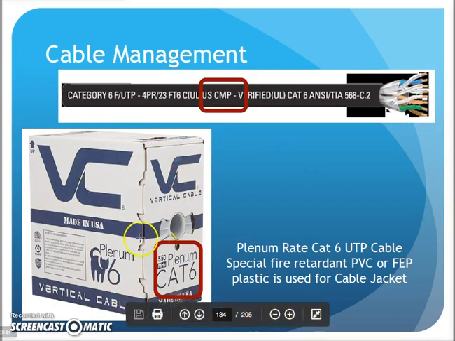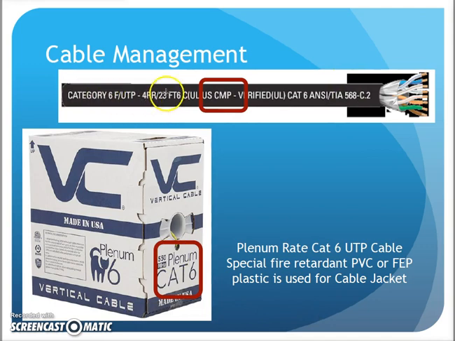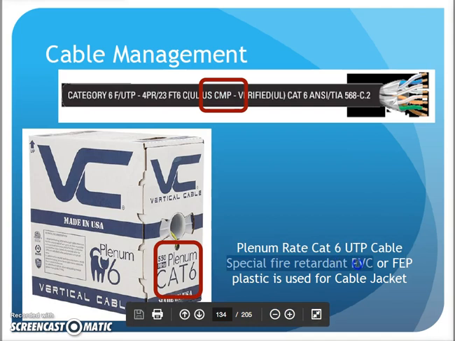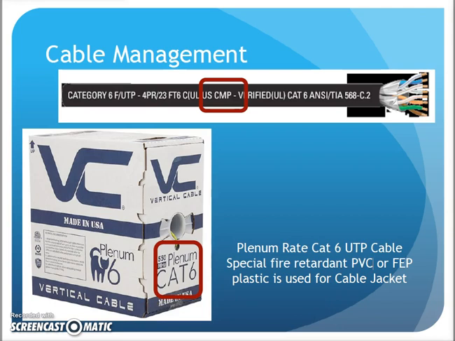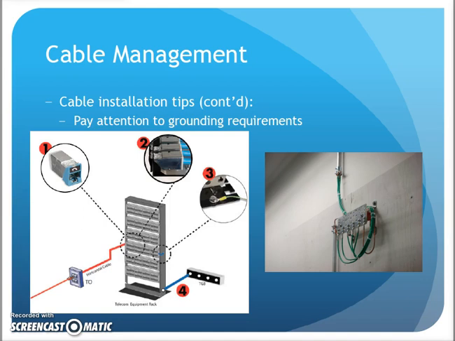Here's a box of plenum-rated cabling. There it says right there, plenum rating. On the jacket insulation, you would see category 6 and CMP. There it is: communications multipurpose plenum cabling. With plenum-rated cabling, the insulation is made from a special fire retardant PVC or a different type of plastic that is fire retardant and emits less toxic fumes if it were to catch on fire. It's not fireproof, but it emits less toxic fumes because that plenum space is an airspace.